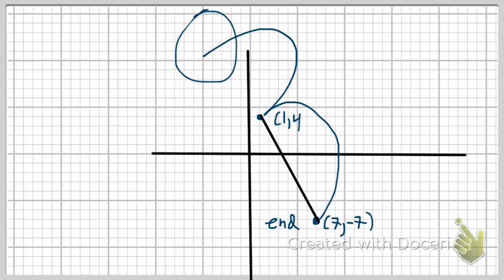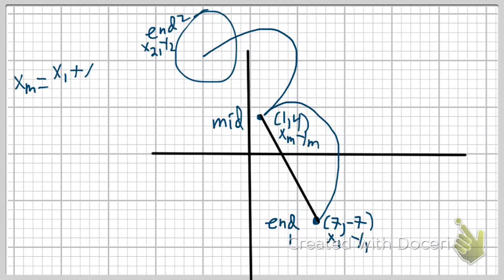So 7, -7 is our endpoint. That's our endpoint 1, so that's going to be our x1, y1. 1, 4 is our midpoint, that's going to be our xm, ym. And we don't know what our second endpoint is going to be, so that's going to be our x2, y2, and that's what we're looking for. We know what x1, y1 are, we know what our midpoint is, and that second endpoint is going to stay as a variable until we can solve for it.